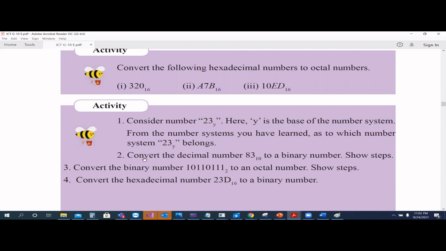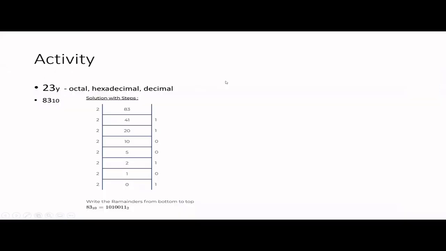Then they're asking you to convert the decimal number 83 to binary. So this is the first answer. This is 83, you are going to represent it in binary. You divide continuously by 2 until you get 0 here. And you take all the remainders from bottom to top. 1, 0, 1, 0, 0, 1, 1.